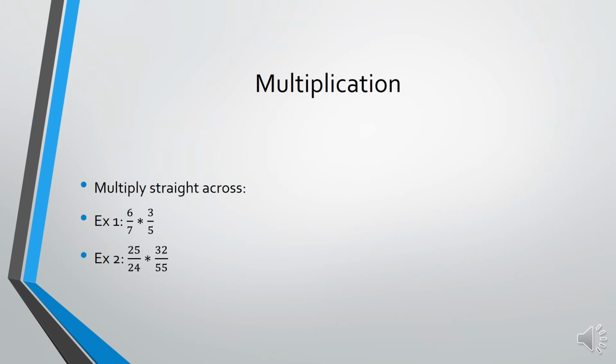Another operation we want to be able to do with fractions is to multiply. So multiplying fractions just involves multiplying straight across. So I'll start with my example 1. 6/7 times 3/5. So what I could do, multiply straight across. 6 times 3 is 18. And then on the bottom, 7 times 5, that gives me 35. So 18 over 35. 18 and 35 don't share any factors. There's no number that goes into both. So that's as simplified as we can make this one.